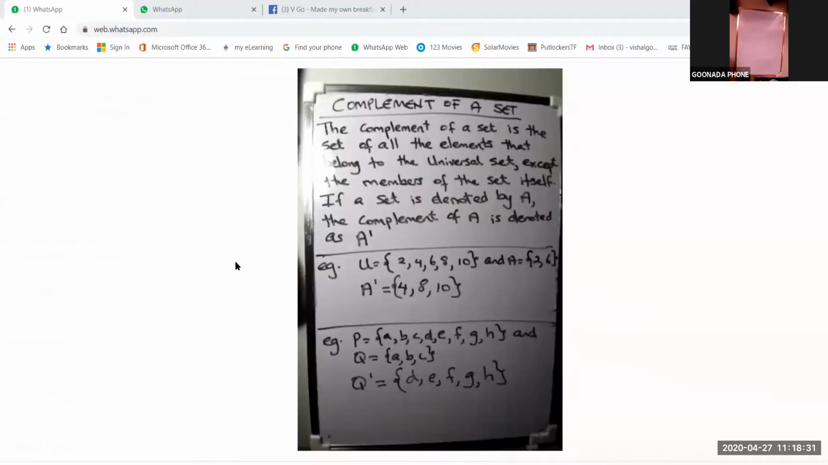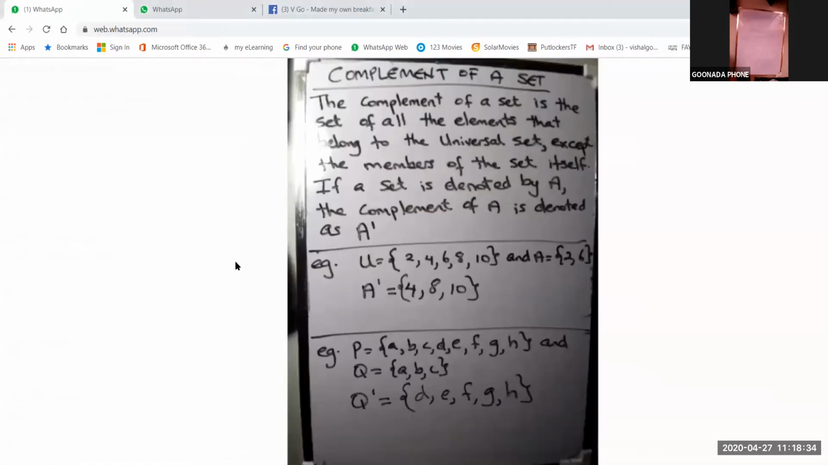Right. Now we're looking at the complement of a set.